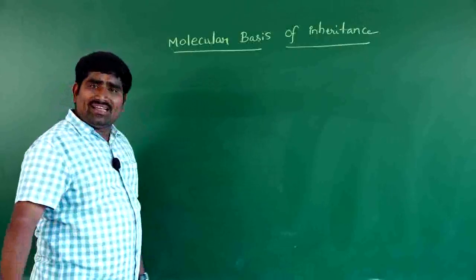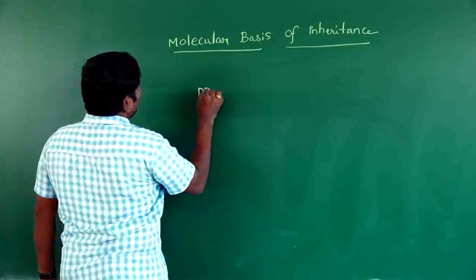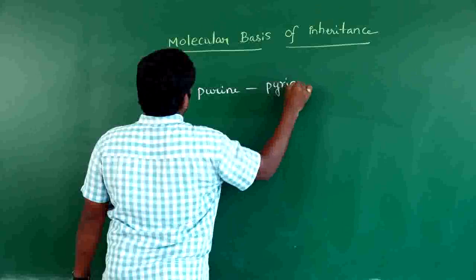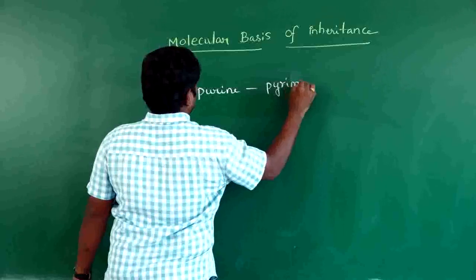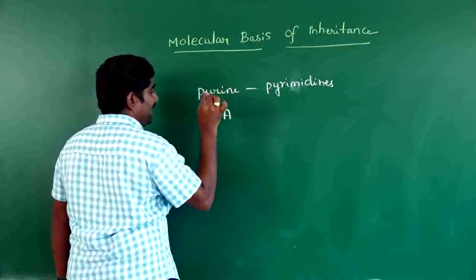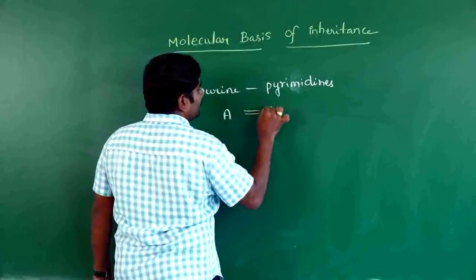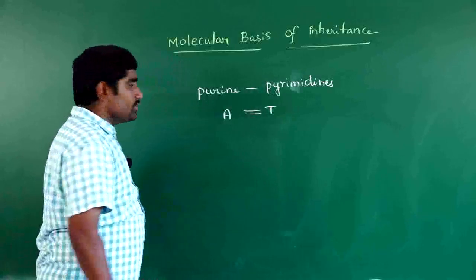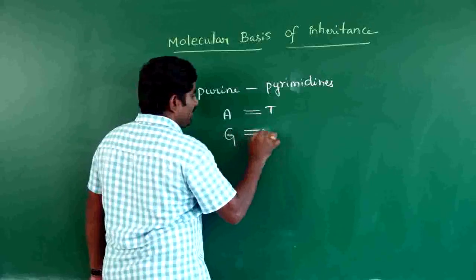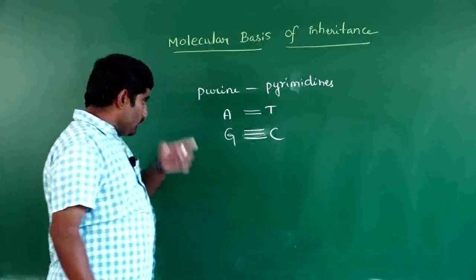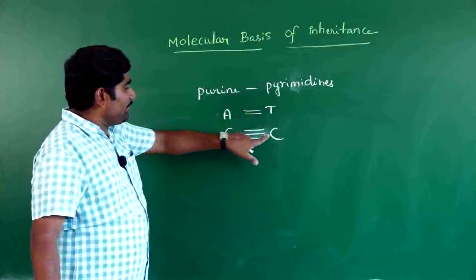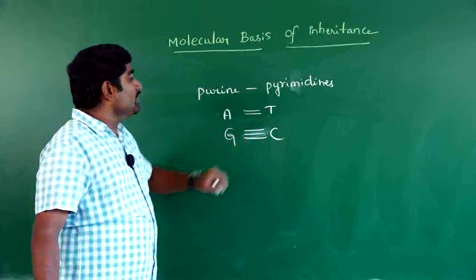A purine is always paired with a pyrimidine. For example, adenine is always paired with thymine with 2 hydrogen bonds, and guanine is always paired with cytosine with 3 hydrogen bonds.